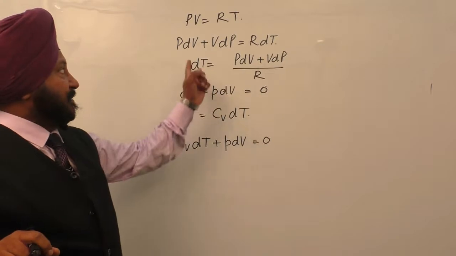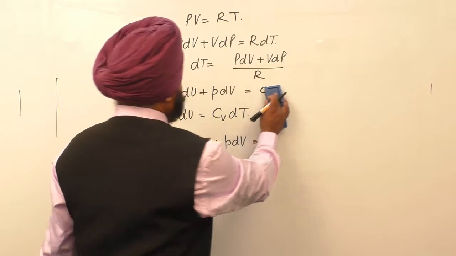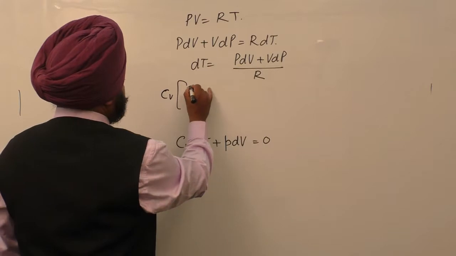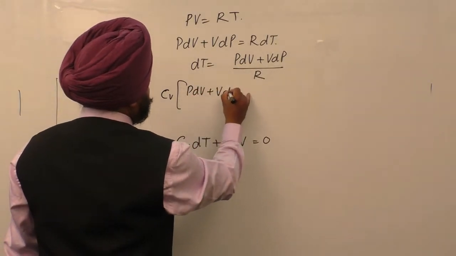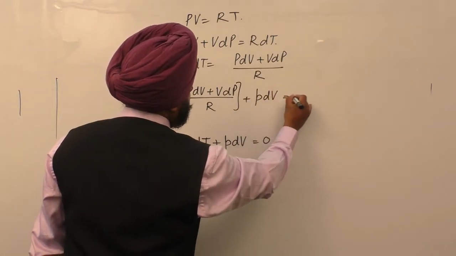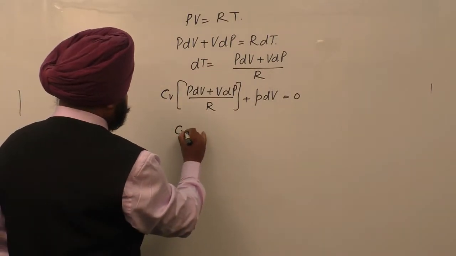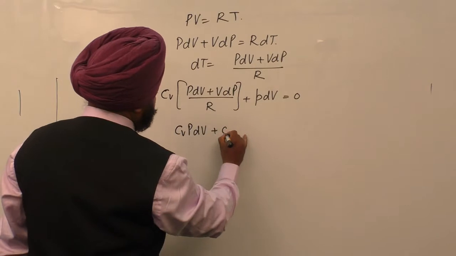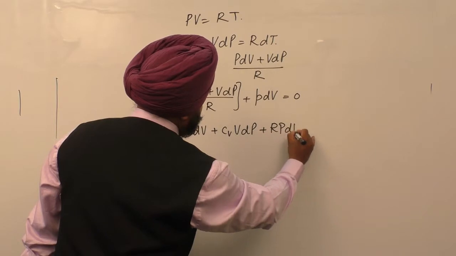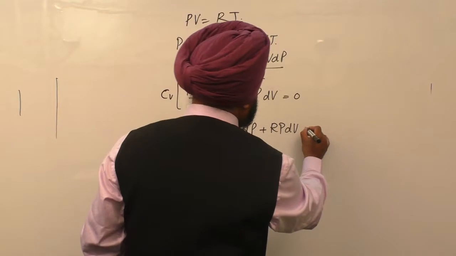In an adiabatic process, everything changes: pressure, volume, temperature, so we have to differentiate every one of them. Now substituting this value here, we will get Cv multiplied by P into dV plus V into dP, divided by R, plus pressure into change in volume will be equal to 0. Writing further, we can write this as Cv into pressure into dV plus Cv into volume into dP plus R into pressure into dV. We can write this as capital P also. Now this will be equal to 0.